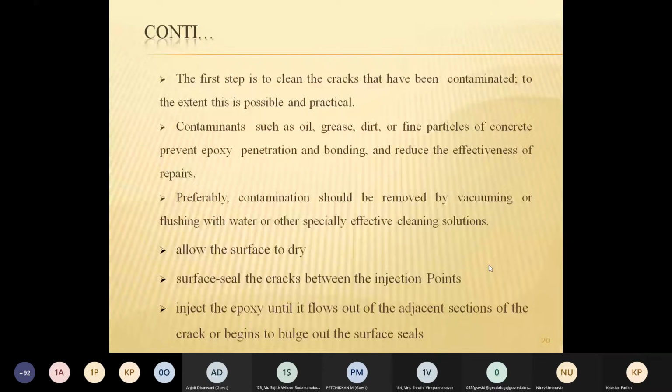The removal of the contamination should be done by vacuuming or flushing with water, or any other effective cleaning solution can be used. Then allow the surface to dry. Seal the surface of the cracks between the injection points. Inject the epoxy until it flows out to the adjacent sections of the crack or begins to bulge out the surface seals, as you have seen in the video.